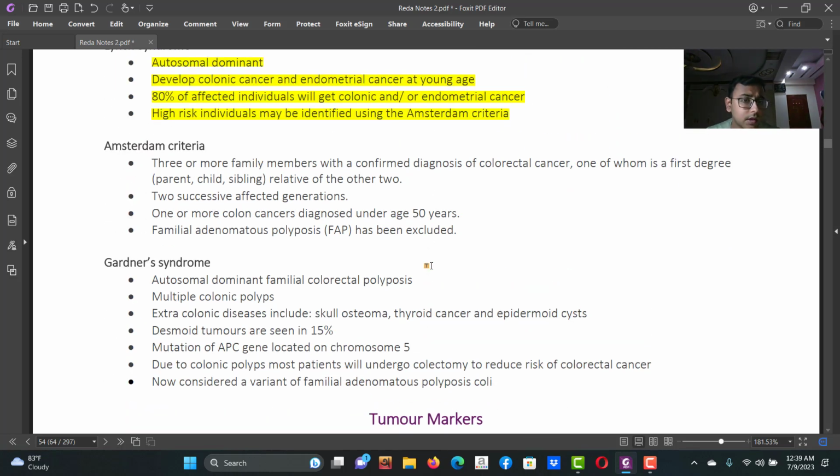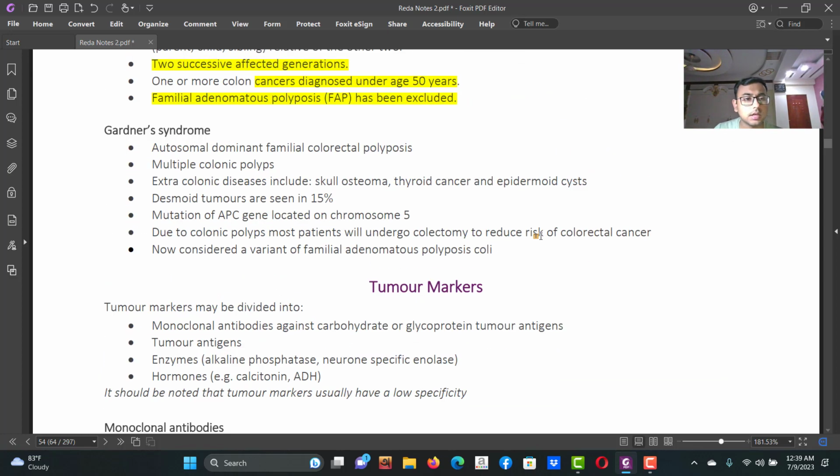What is it? Three or more family members with a confirmed diagnosis of colorectal cancer, where one of them is a first degree relative of the other two, involving successive generations, with one or more colon cancers diagnosed under 70 years, and familial adenomatous polyposis coli has been excluded. Now, Gardner syndrome.